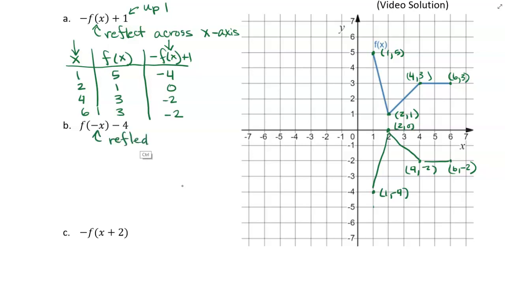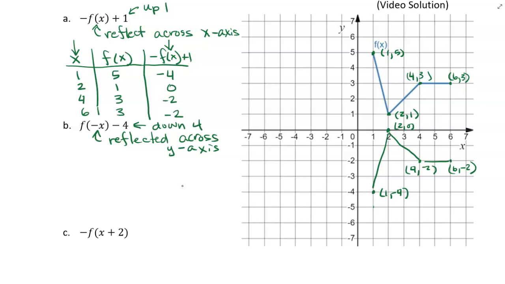Reflected across the y-axis, right? That's what the f of negative x does, and then we're going down by 4. Okay, so we have a vertical shift going on.